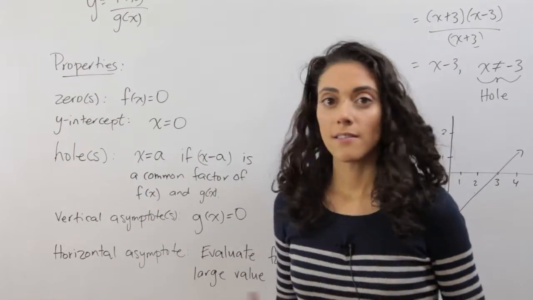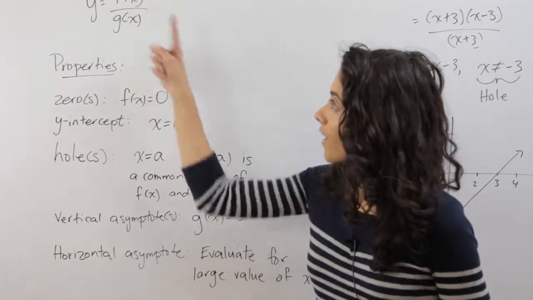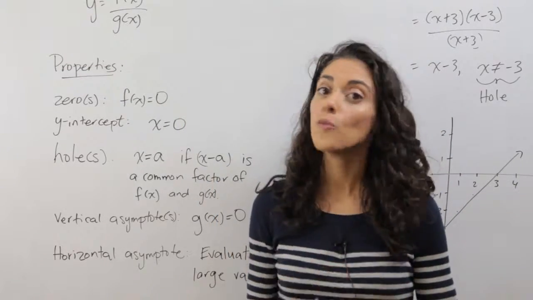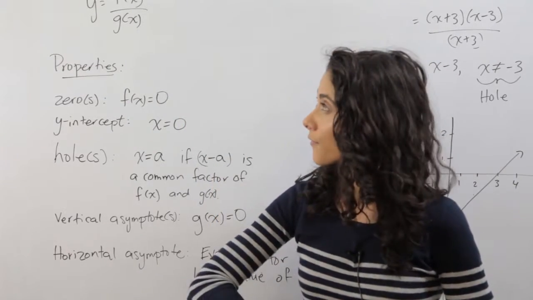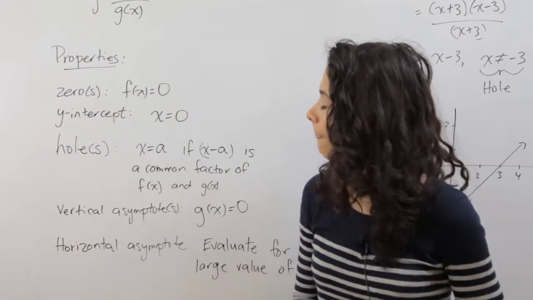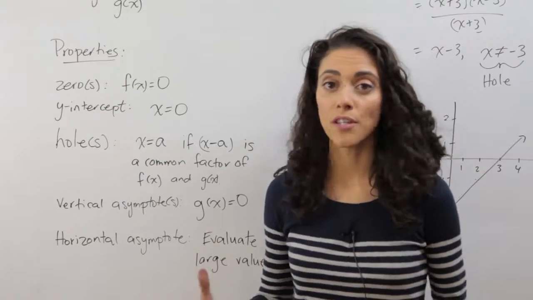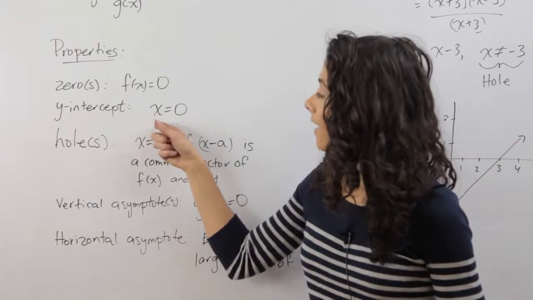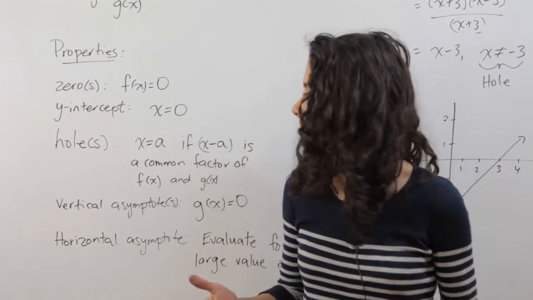First one is the zeros or x-intercepts. A rational function will have zeros where the numerator is equal to 0. So to find the zeros of a function, set the numerator equal to 0, and solve for x. Next, to get a y-intercept, no different than any other function, set x equal to 0 and solve for y.